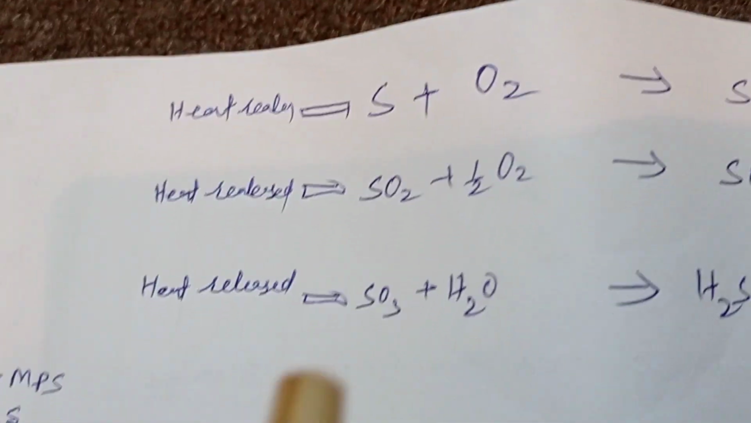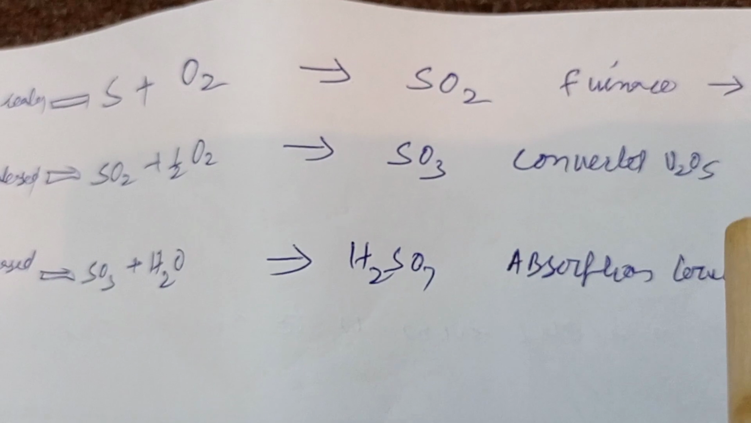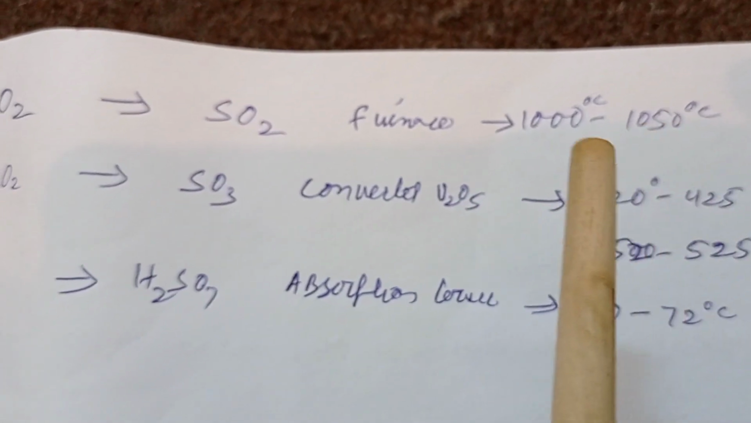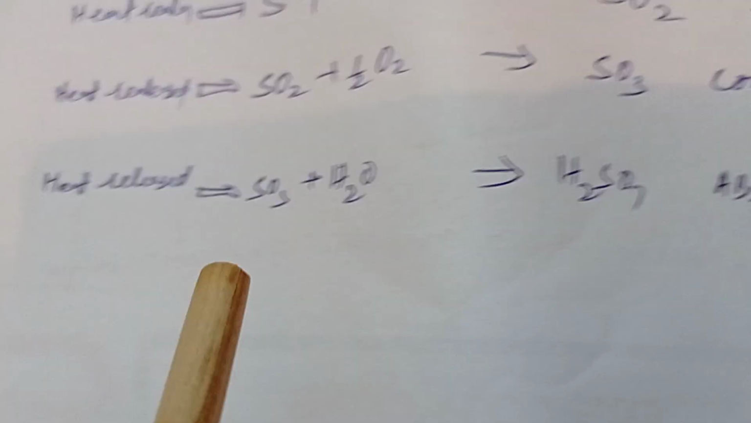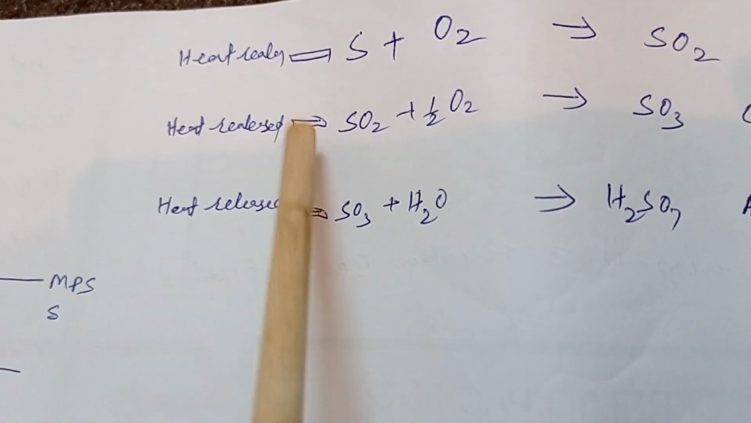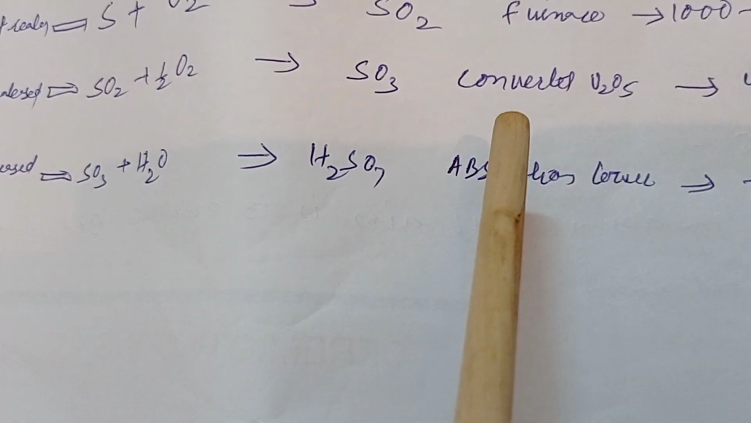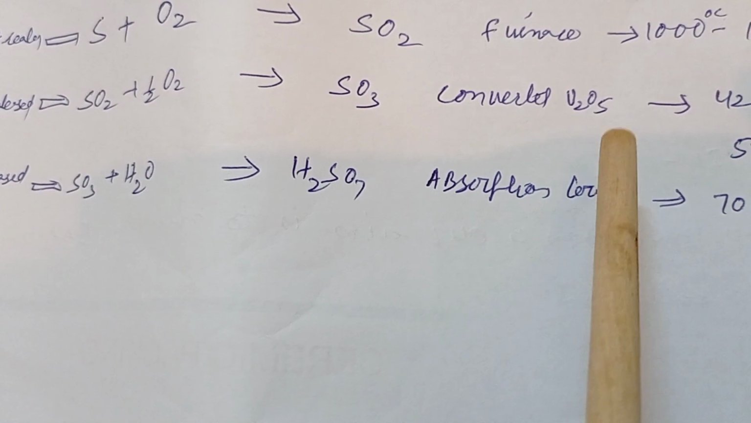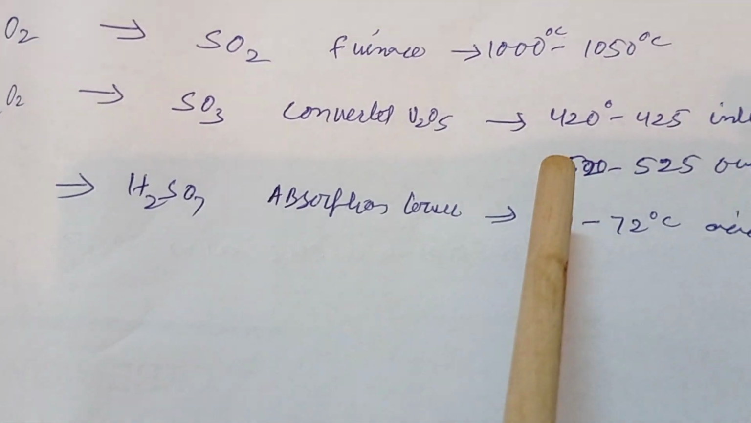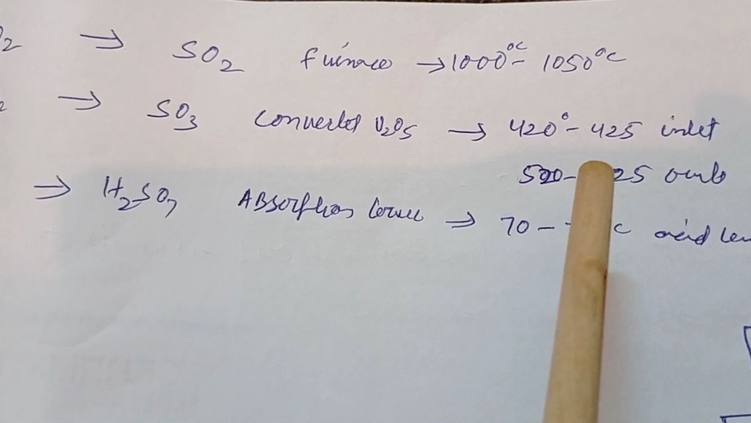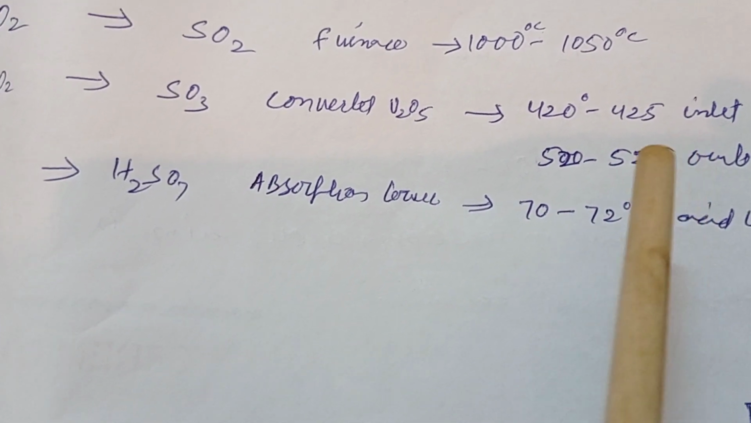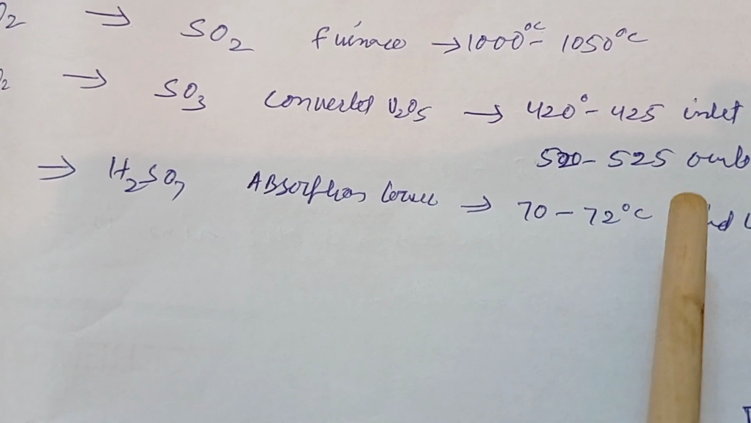I'm going to explain the reactions. See, S plus O2 gives SO2. This reaction takes place in the furnace at a temperature of 1000 to 1050 degrees centigrade, and this reaction releases heat. Then SO2 plus half O2 gives SO3. This reaction takes place in the converter in the presence of V2O5, vanadium pentoxide catalyst, and the temperature we maintain is about 420 to 425 at the converter inlet, and the outlet would be 520 to 525. It means delta T is 100, so a 100 degree temperature rise.